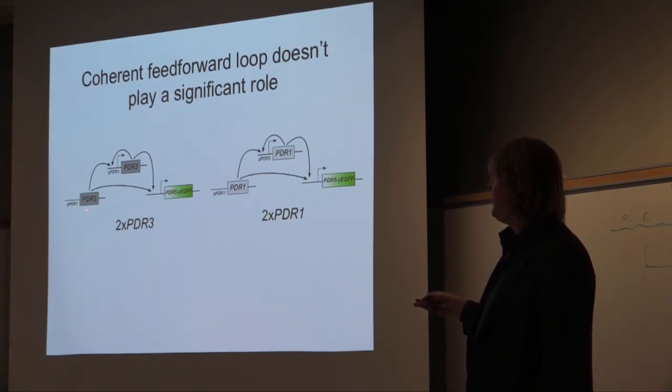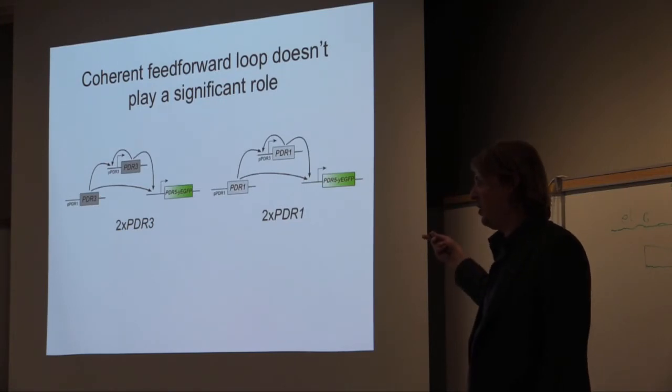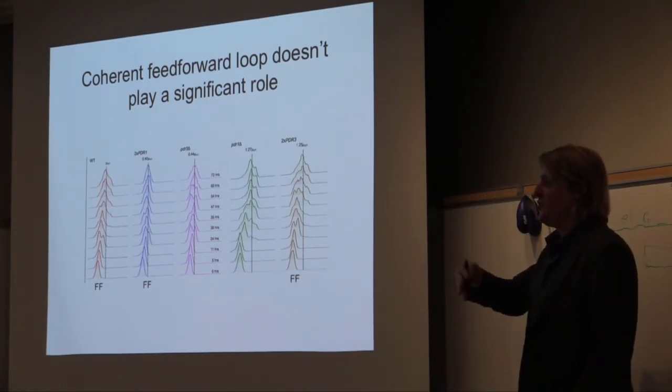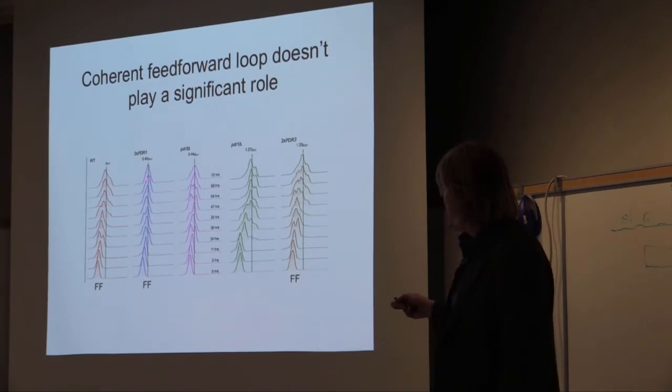Now the other question we then asked: if we delete PDR1 or PDR3, we really disrupt the network a lot. So we wanted to know, does the coherent feedforward loop actually have a significant role? So we reconstituted it, relying on the fact that they are highly homologous. We had only two copies of PDR3, or inserted PDR1 in the PDR3 position. The network topology should be the same because they are so highly homologous. We reconstituted the same loop, introducing the network connectivities of the original system, and it didn't seem to have much of an effect.